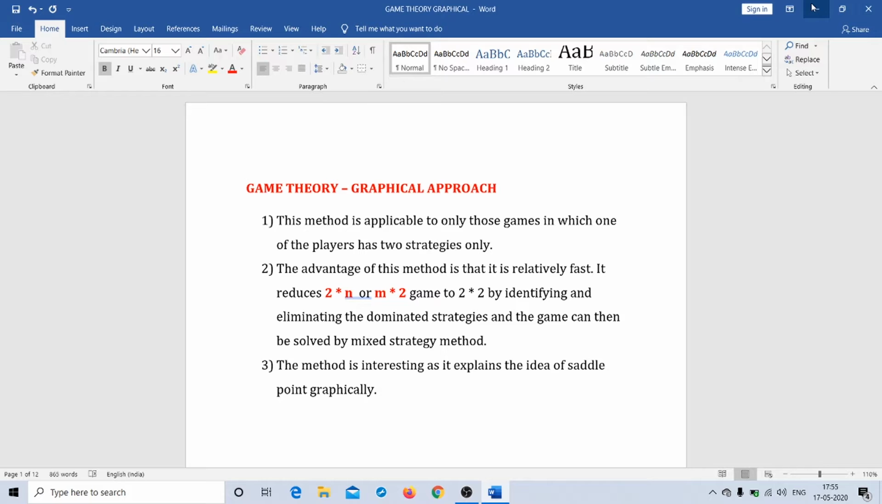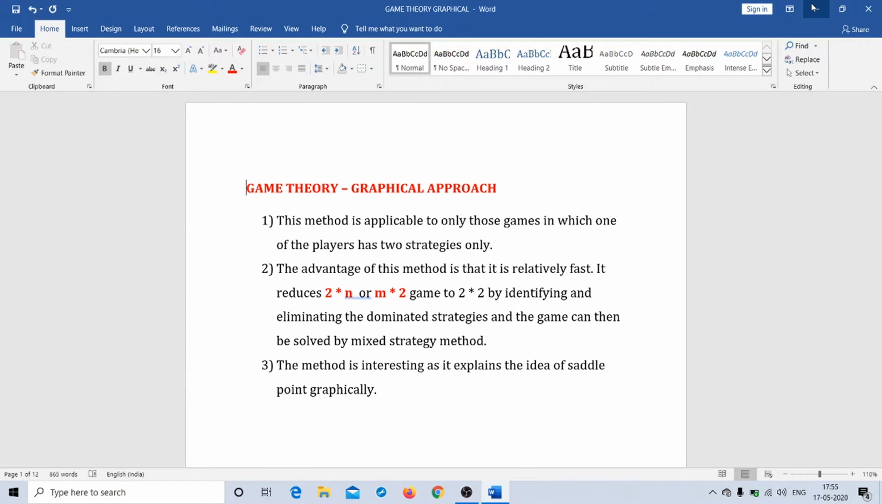The first one is that this method is applicable only to those games in which one of the players has two strategies, right? So you cannot have a matrix which is n cross n where n is greater than 2. One of the players should have only two strategies, in which case we can implement the graphical approach.